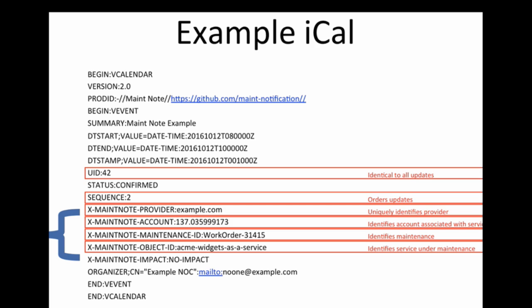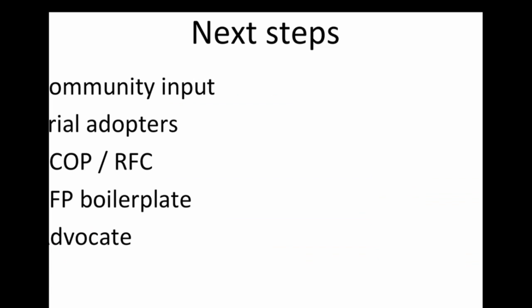And we allow more than one of these for each notification. And then the last field is a field to determine impact. In this case, no impact. There are other impact levels that we've standardized, such as an outage, degraded, or reduced redundancy.